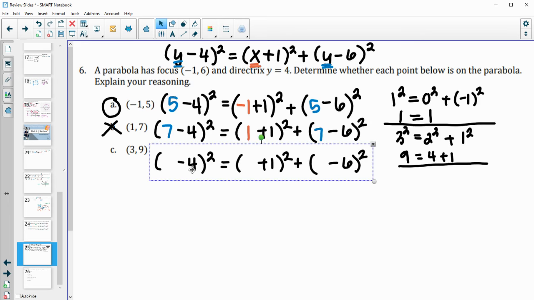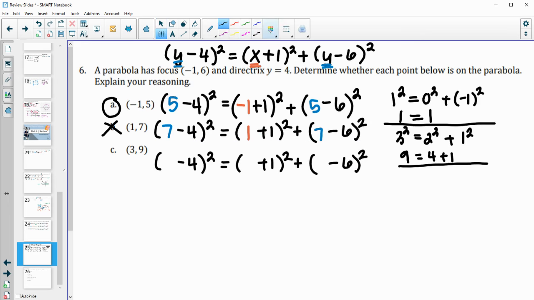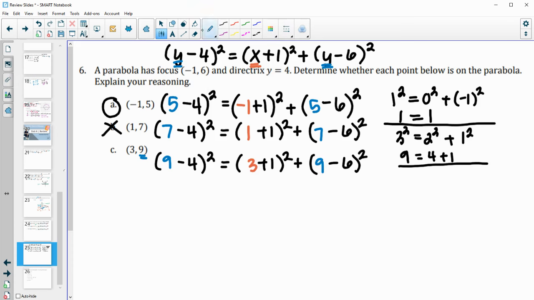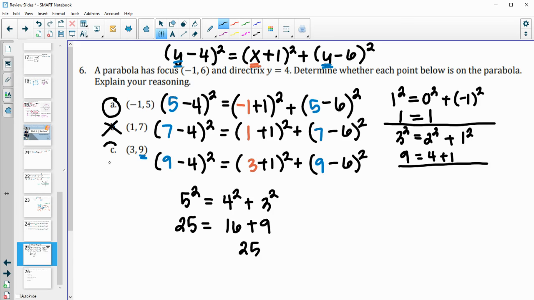So then we'll plug in for this next one. We'll plug in the y coordinate, which is 9, and then the x coordinate, which is 3 plus 1, and then the y coordinate, 9 minus 6. So 9 minus 4 is 5, 3 plus 1 is 4, 9 minus 6 is 3. So we get 25, and then we have 16 plus 9, and 16 plus 9 is 25. So C is also on the parabola.